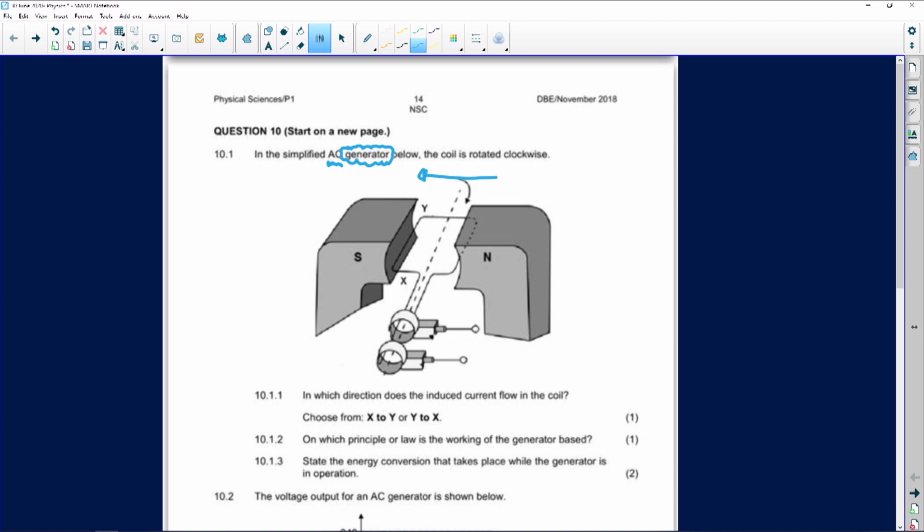So always remember it like that. It'll move in that direction. And then I've got a coil here, or what we call an ammeter. Then I've got a Y here and I've got X, and there's a meaning. Usually if they give you alphabets like that, you have to give the direction of the current.